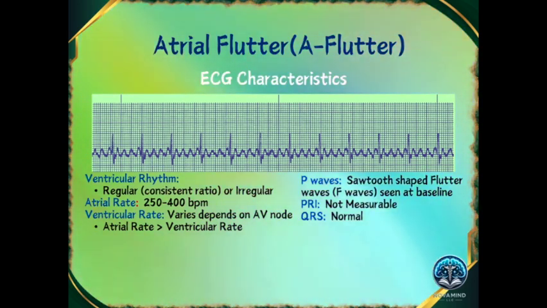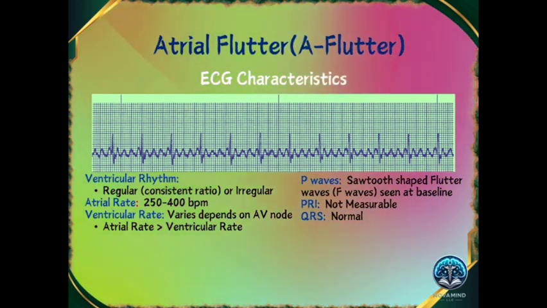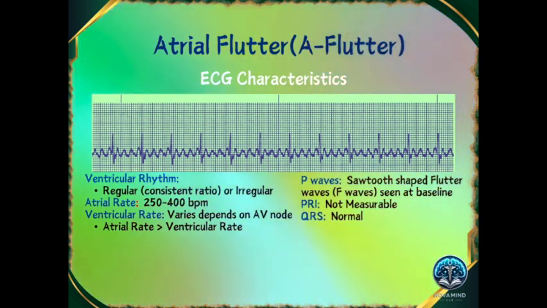The P waves have that sawtooth shape, flutter wave or F wave, seen at the baseline. And then the PR interval is not going to be measurable, and the QRS is most likely normal, which is 0.10 seconds or less.